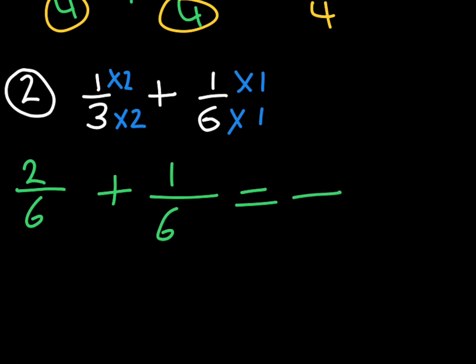So, as our denominators are the same and we're adding fractions, we keep the denominators. Now we add the numerators. 2 plus 1 is 3. We are not done there yet.